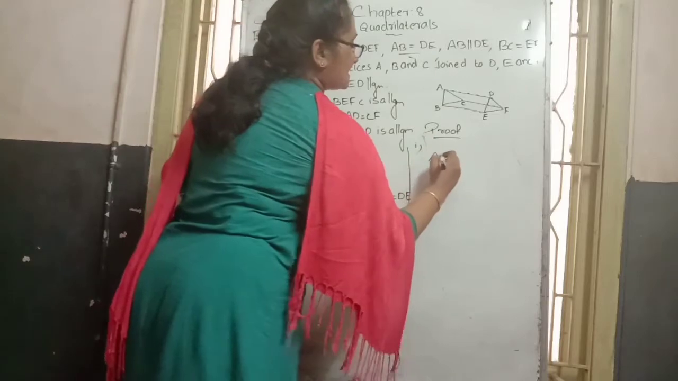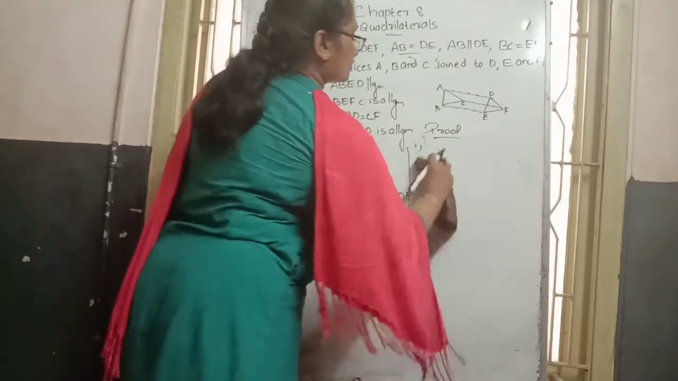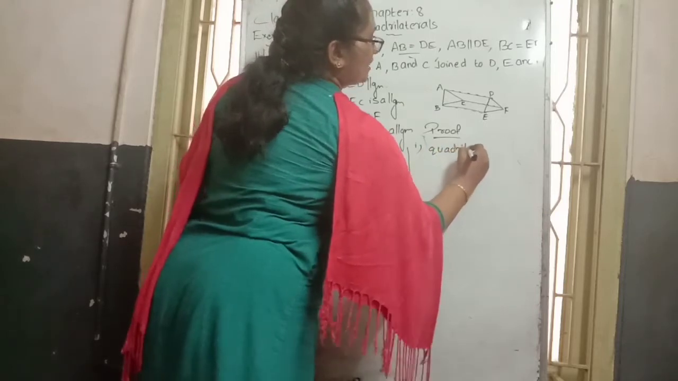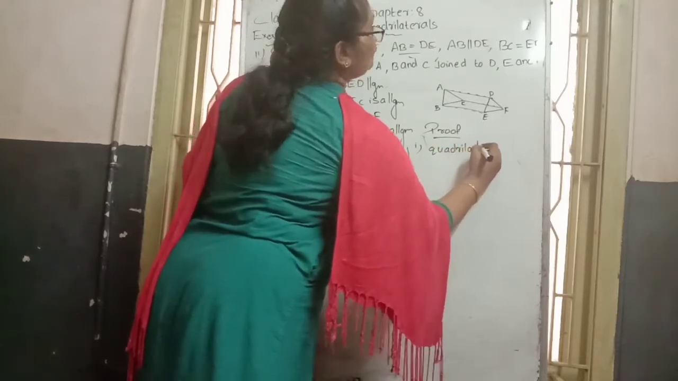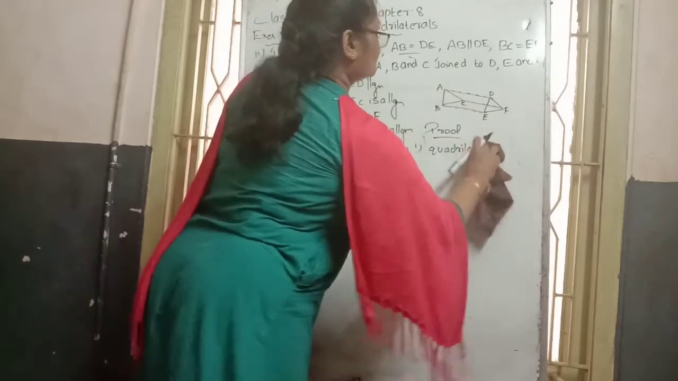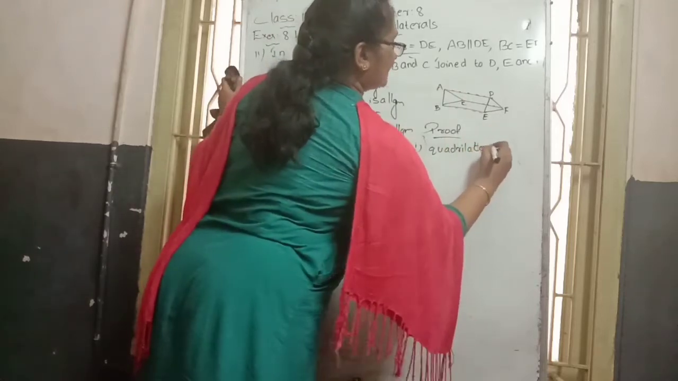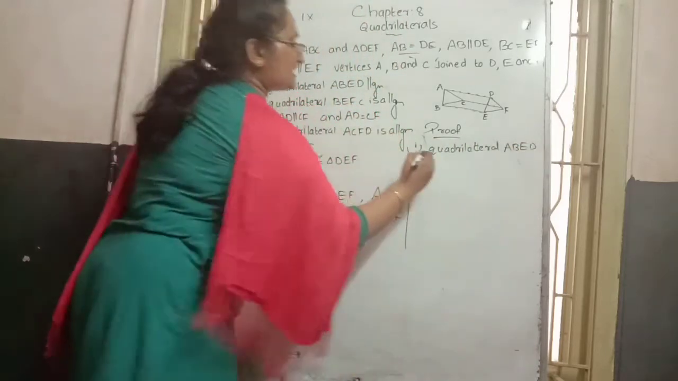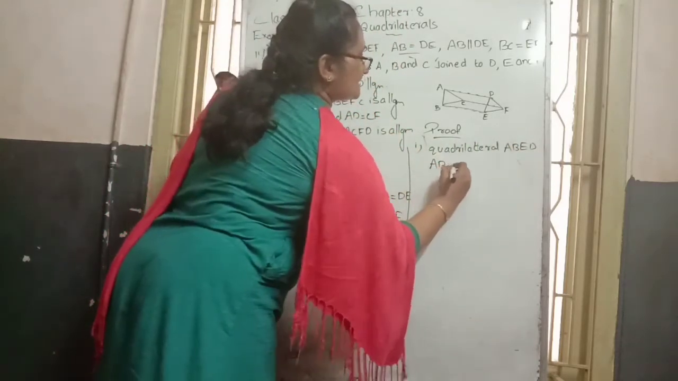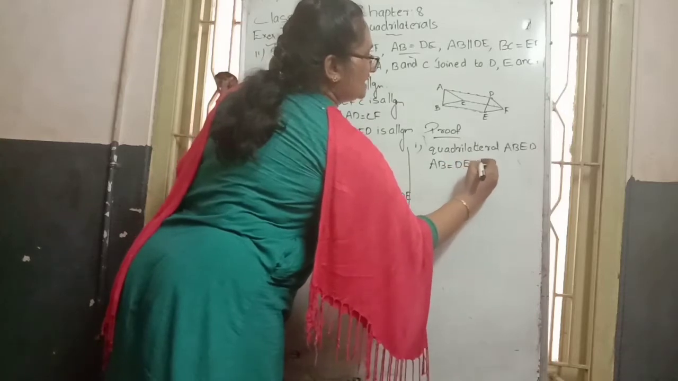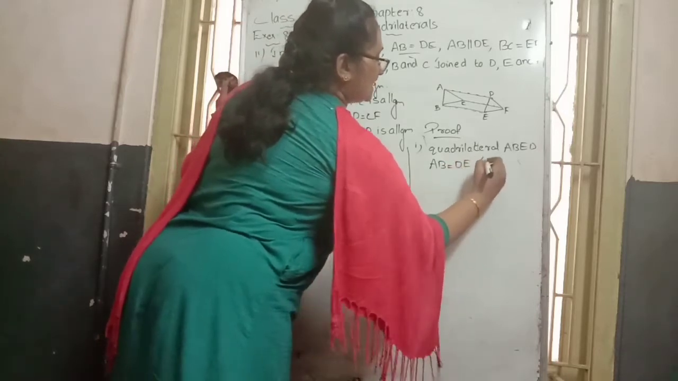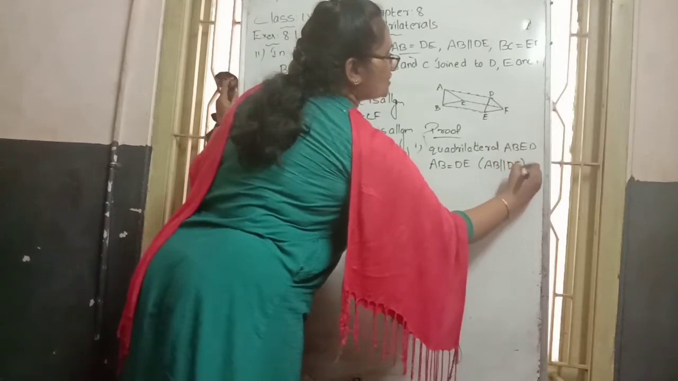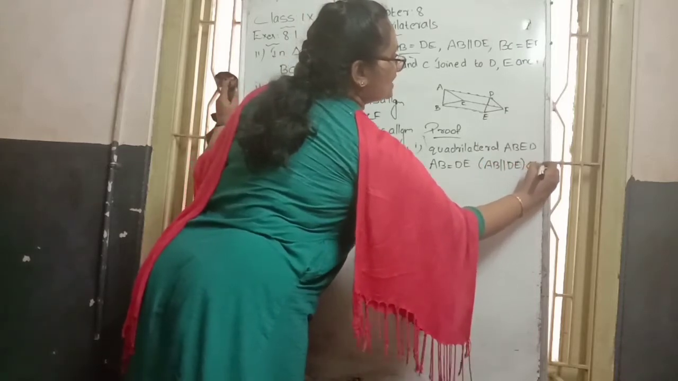They gave us a quadrilateral. Consider quadrilateral ABED. We can say AB side is equal to DE side and it is parallel. Which sides? AB is parallel to DE. It is given in the question.